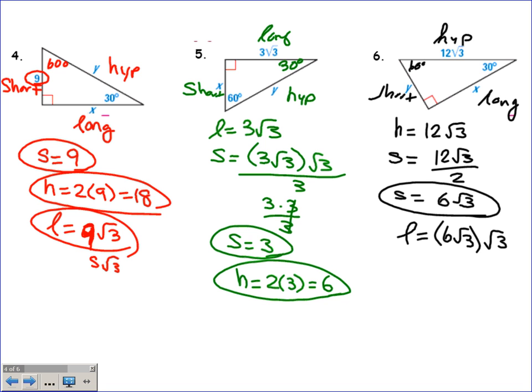So what's square root of 3 times the square root of 3? 3. So we basically have 6 times 3. What's 6 times 3? 18. I'll take my time on the next one, then write out the formulas. It seems like people are going to need those.